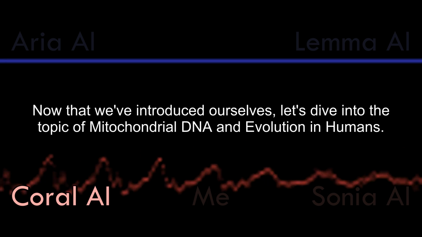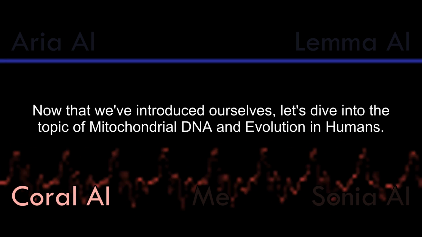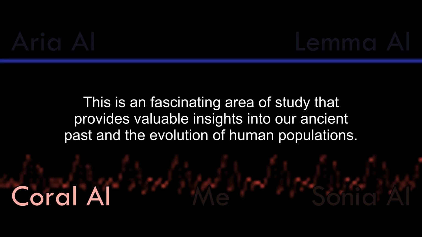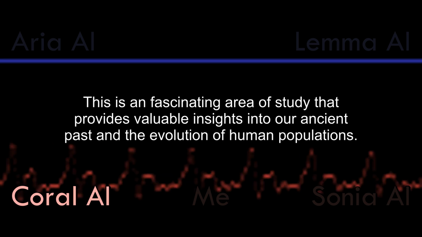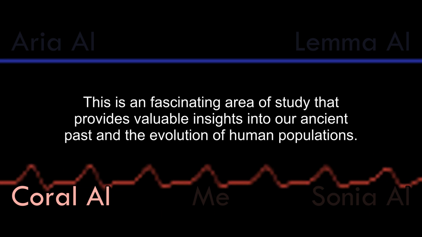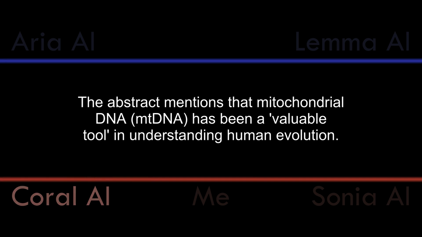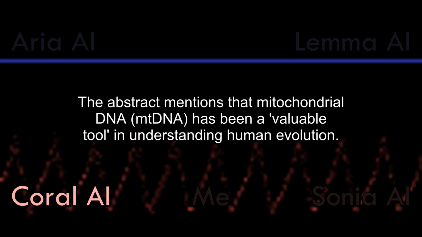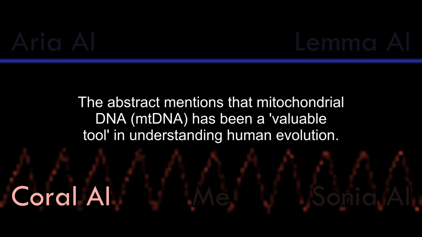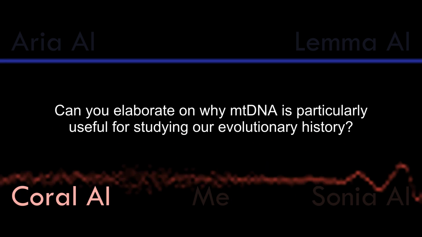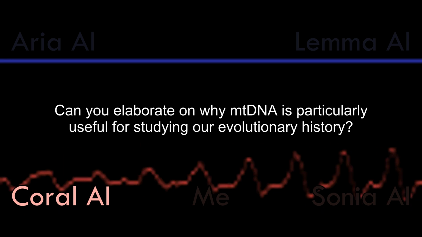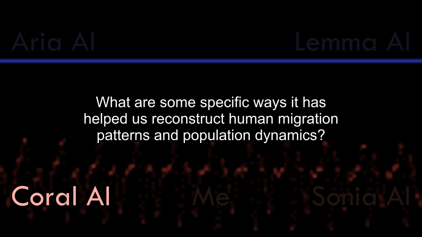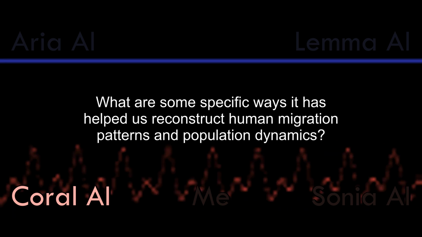Now that we've introduced ourselves, let's dive into the topic of mitochondrial DNA and evolution in humans. This is a fascinating area of study that provides valuable insights into our ancient past and the evolution of human populations. The abstract mentions that mitochondrial DNA, or mtDNA, has been a valuable tool in understanding human evolution. Can you elaborate on why mtDNA is particularly useful for studying our evolutionary history? What are some specific ways it has helped us reconstruct human migration patterns and population dynamics?